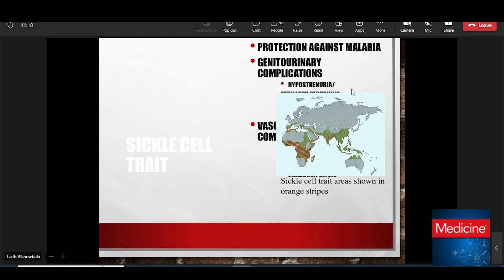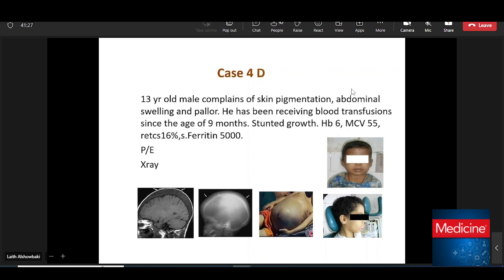Sickle cell trait can be seen in many regions. It is concentrated in Eastern Africa, North Africa, the southern part of the Arabian Peninsula, maybe India, stuff like that.